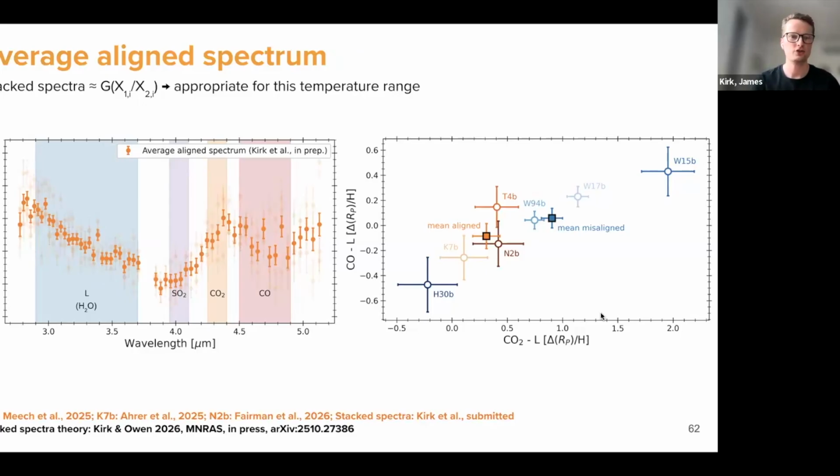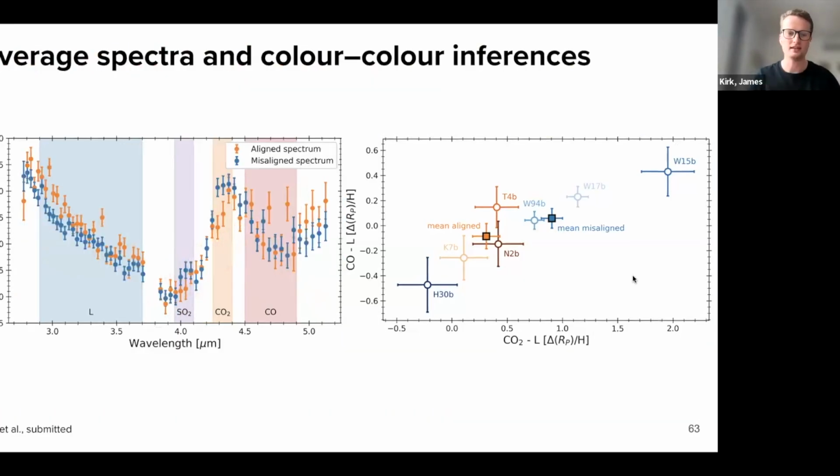Again, on the left-hand side, I'm showing each individual aligned planet spectrum as the low opacity data points, with the average of these shown in the high opacity data points. It's interesting to note when you look at the right-hand side color diagram that the aligned planets appear to be clustering in this particular part of the color space. And actually, if we do a direct comparison of the aligned and misaligned mean spectra, we can investigate this a bit more.